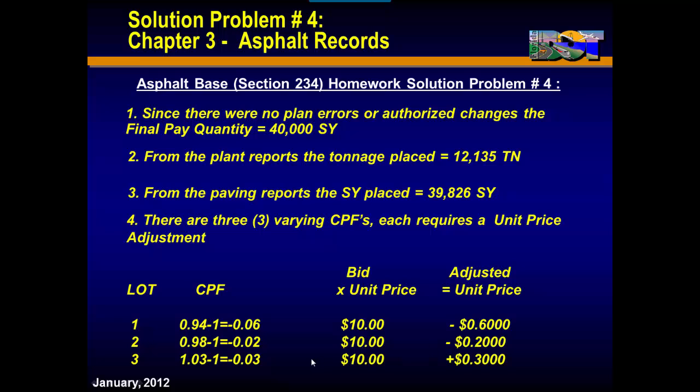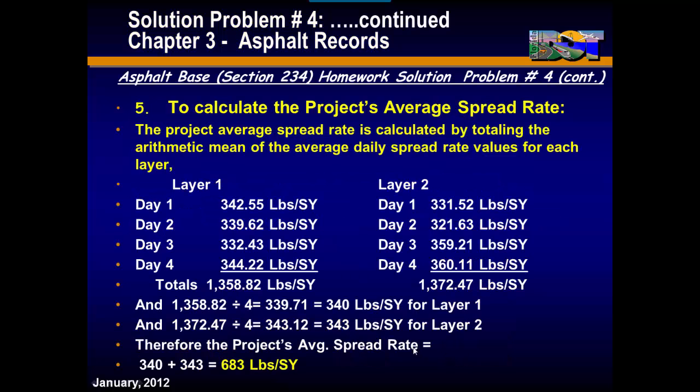That gives us a negative 20 cents. And then 1.03 minus 1 gives us a positive 0.03. They have it written as negative, but it's a positive 0.03, and it shows up in this column. Okay, so let's keep going.